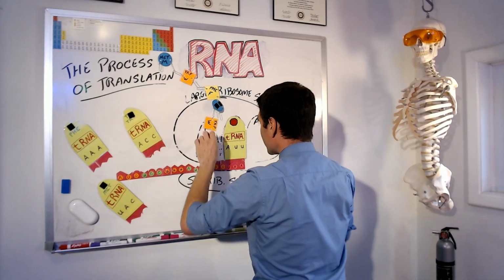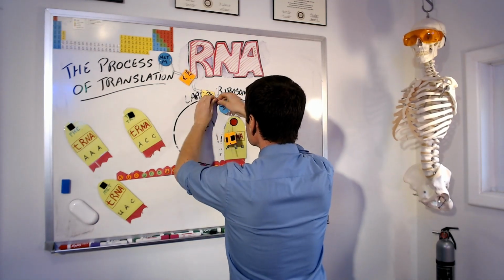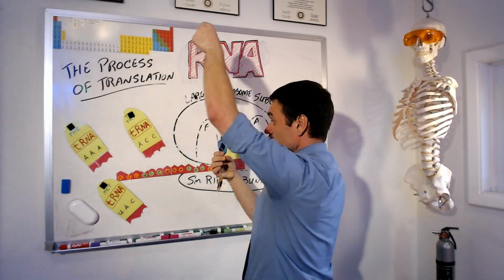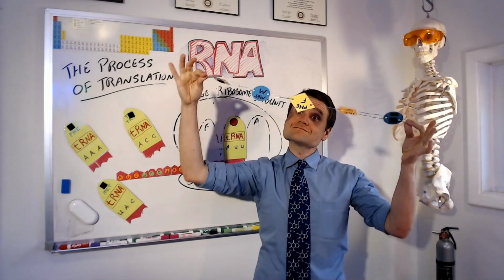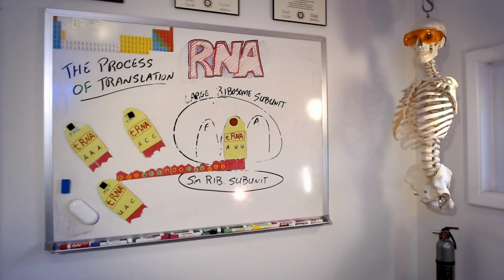At this point, the mRNA and the large and small ribosomal subunits will uncouple from each other, and we have reached the final step of translation, which is called termination. Termination occurs when a stop codon is reached.